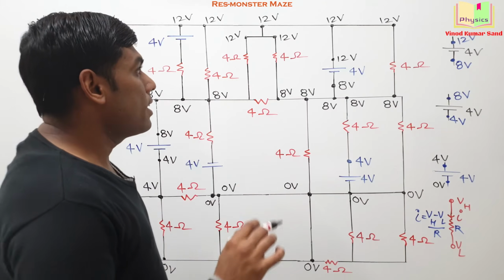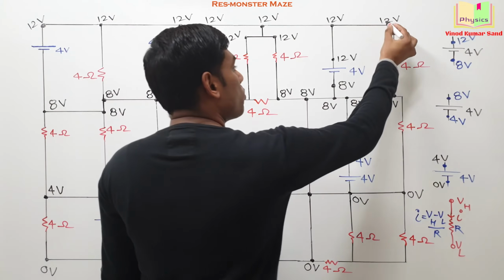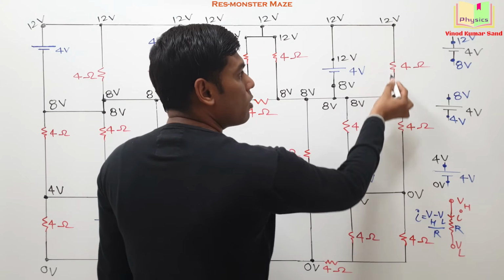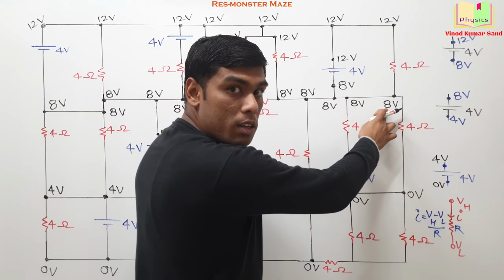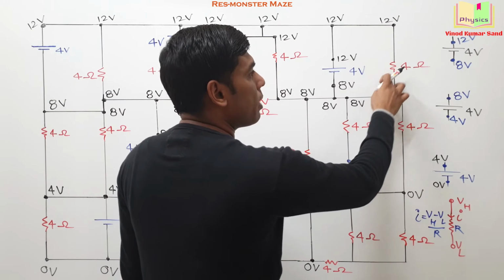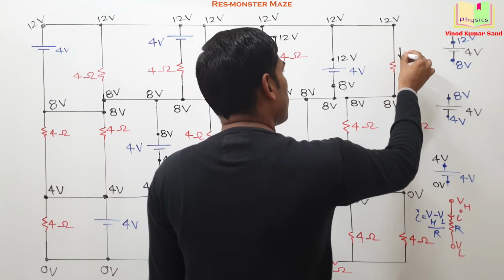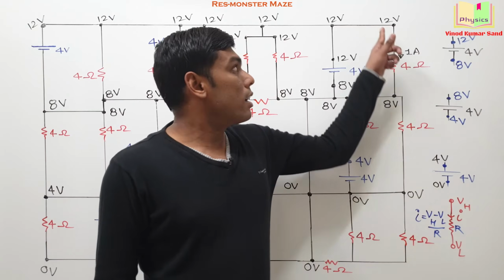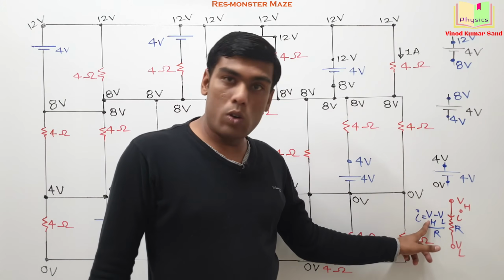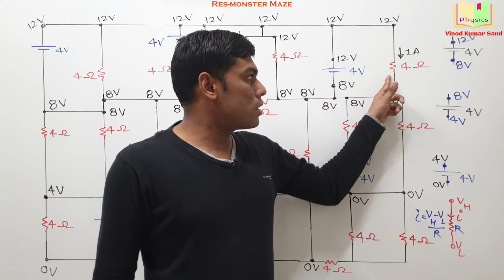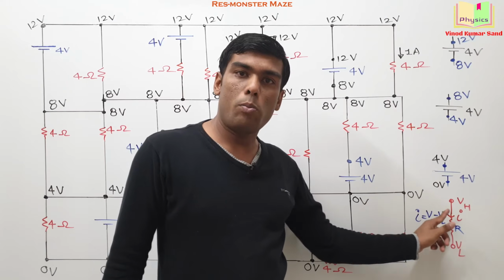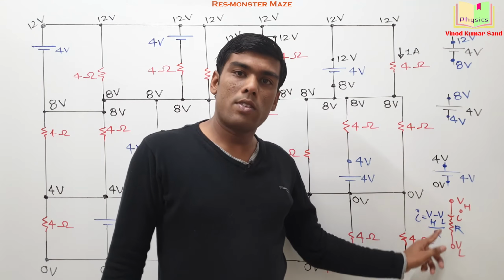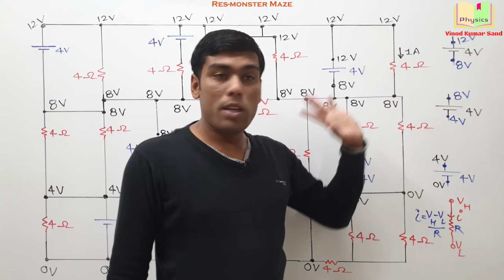Now we are writing the current, 12 volt minus 8 volt. So how much is the potential drop here? 12 volt minus 8 volt is 4 volt. 4 volt divided by 4 ohm means the current here should be equal to 1 ampere. I am using this formula. High potential is 12 volt, low potential across this resistor is 8 volt. 12 minus 8 divided by the resistance of 4 ohm, so 12 minus 8 by 4. The answer will come out to be 1 ampere.